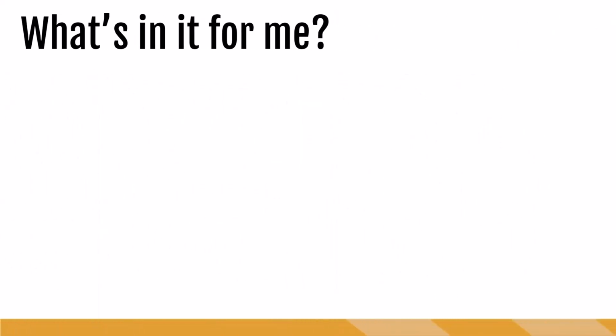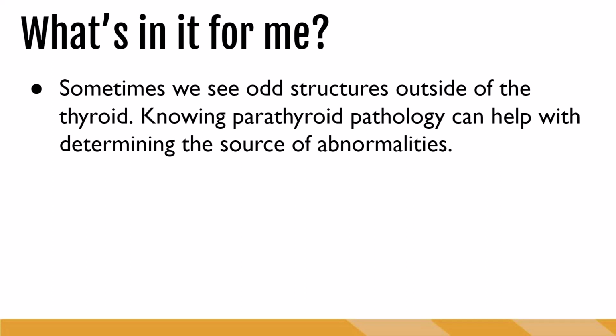So what's in it for me? Well, sometimes we do see some kind of odd structures outside of the thyroid. So if we know what parathyroid pathology looks like, we can help in determining the source of these abnormalities. While we're going through these though, I also want you to focus on the lab values, because if we see certain lab values in patients that indicate parathyroid pathology, then we also want to make sure that we are aware of what we're looking for.